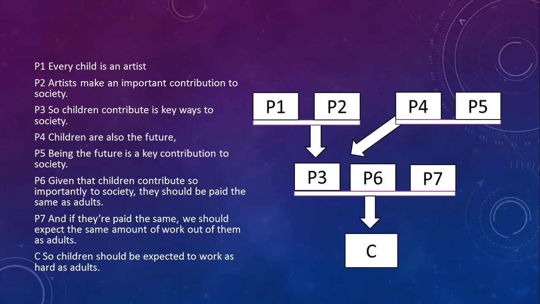Yeah? Would it be acceptable if P3 implies P6, which implies P7, which implies the conclusion, instead of having triple premises? Right. So let me think of this. So children contribute, so therefore they should get paid the same, and yeah, like a chain instead of having all in one. Let me think for a second on that.